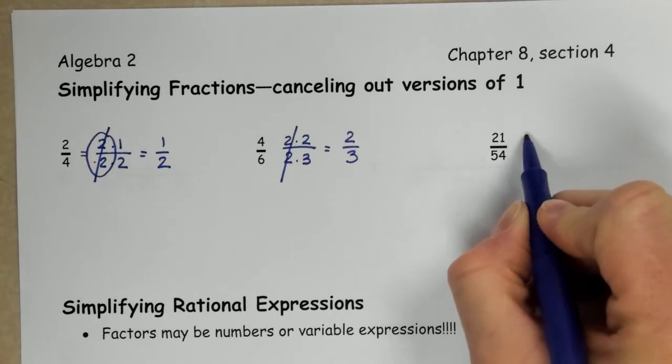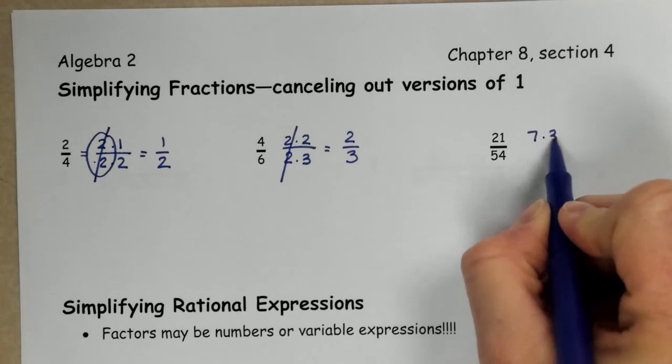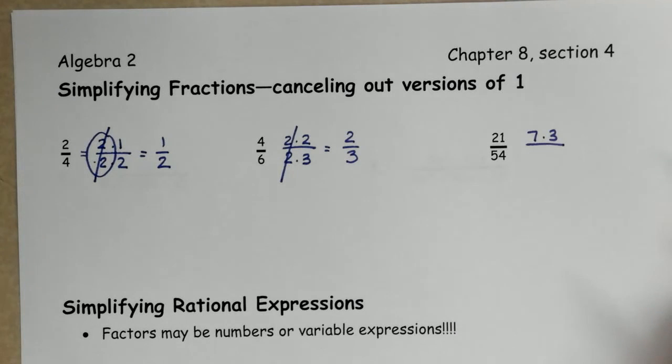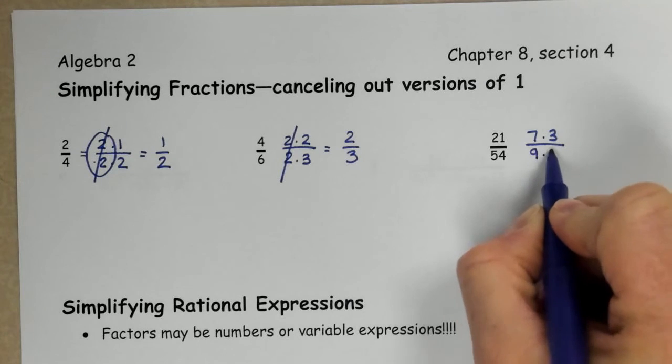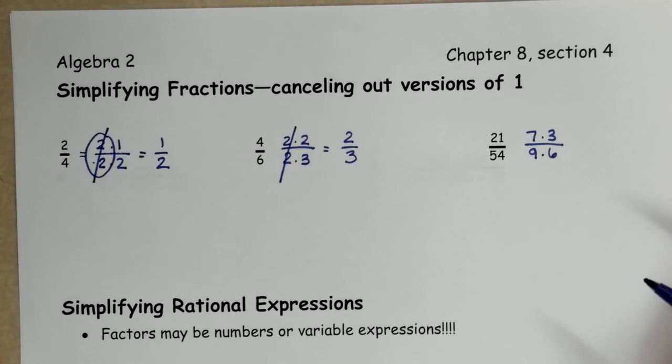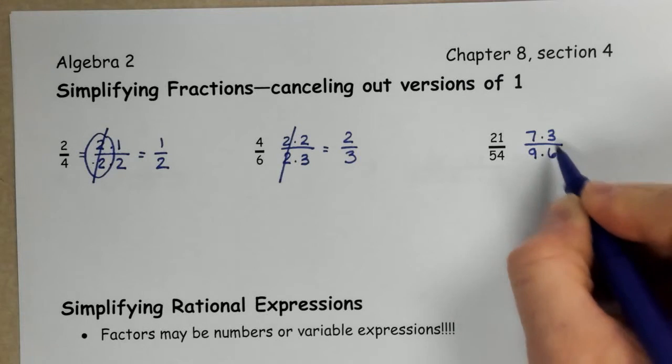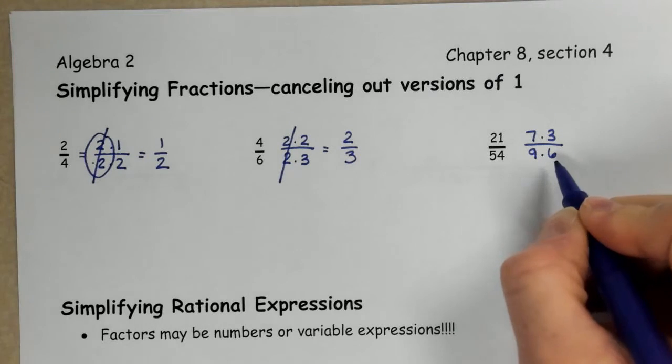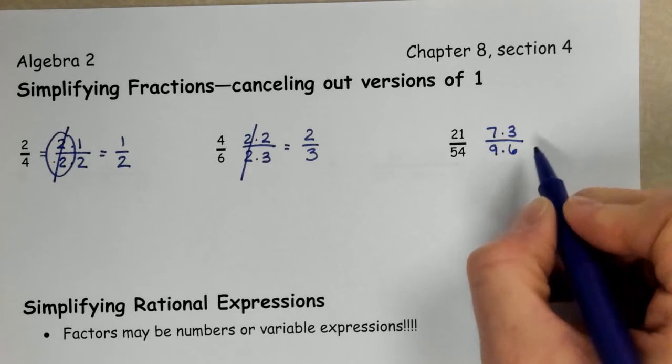Something like 21. Let's see, that's got to be 7 times 3. And what's 54? 9 times 6, right? Well, that wasn't small enough to find any version of 1. But 9 and 6 are not prime numbers. They can split up again.